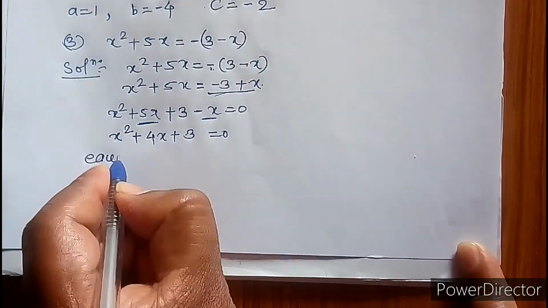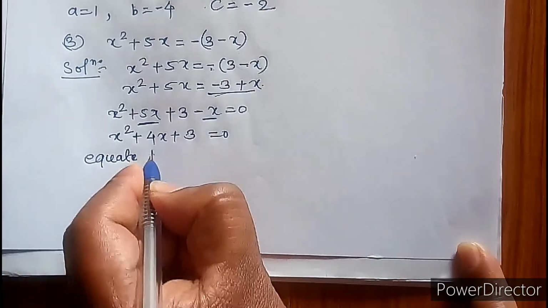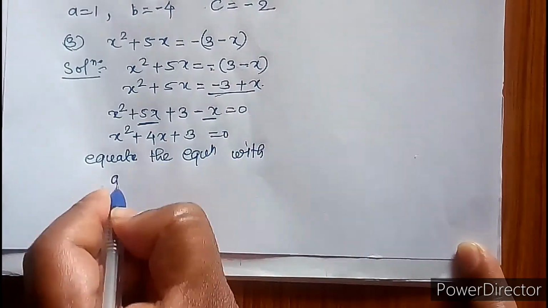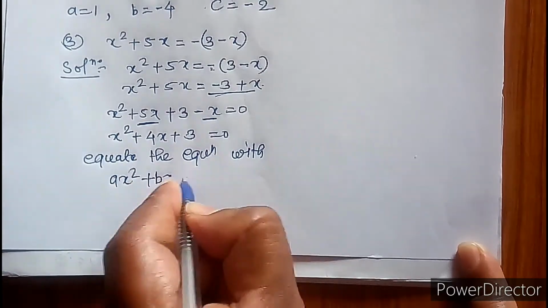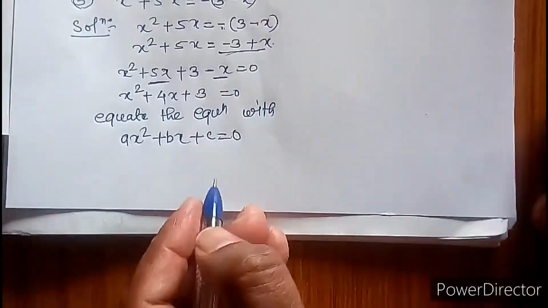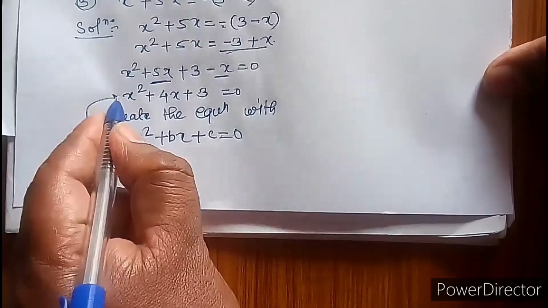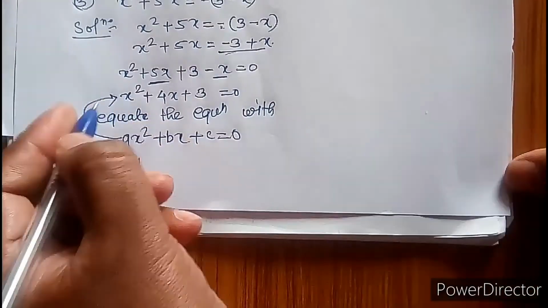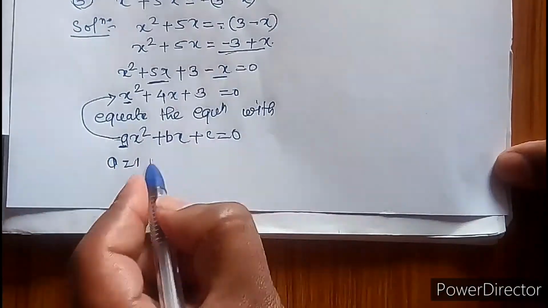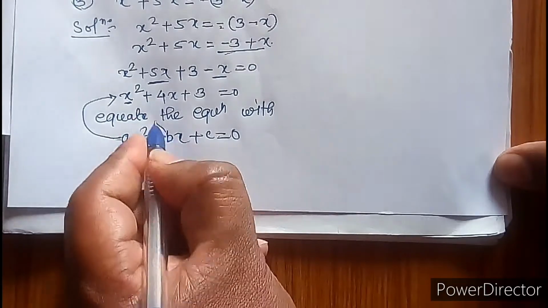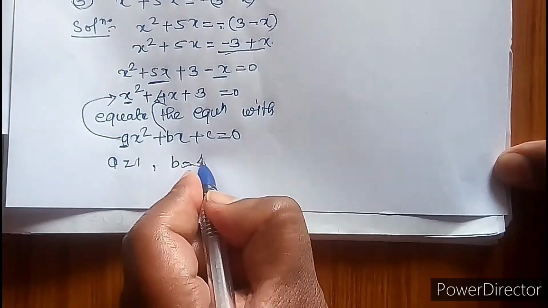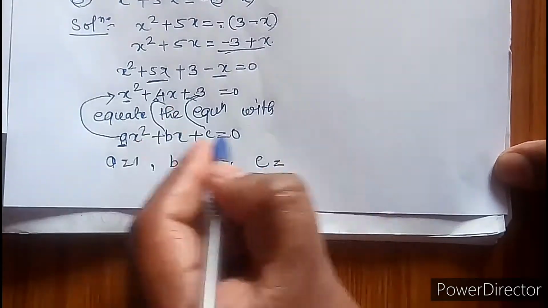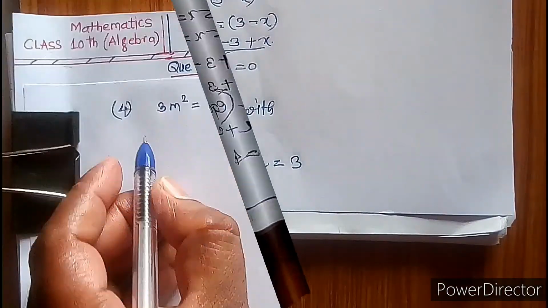Now equate the equation with ax square plus bx plus c equals 0. What we get is that the value of a is 1, a equals 1 because the coefficient of x square is 1. We get b equals 4, and here c equals 3.